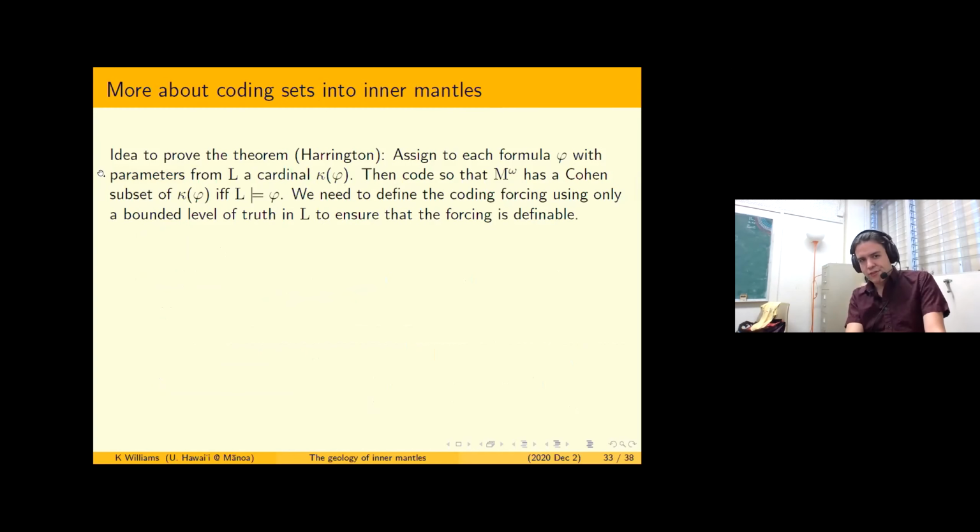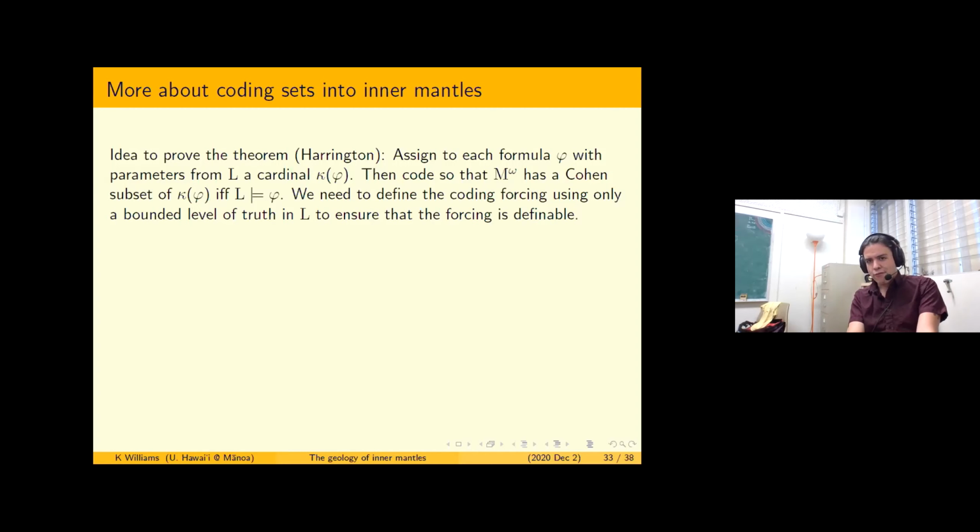And so the idea to prove this, as I said, goes back to Hamkins' argument for HOD. The point is we can define, for each formula phi with parameters from L, a cardinal, and we want to code things so that we have a Cohen subset of this cardinal if and only if phi is true in L. So how are we going to define the satisfaction predicate for L? Given a formula with parameters phi, you look at kappa of phi, and you ask, does kappa of phi have a set which is Cohen generic over L? Yes says this is true, no says this is false.